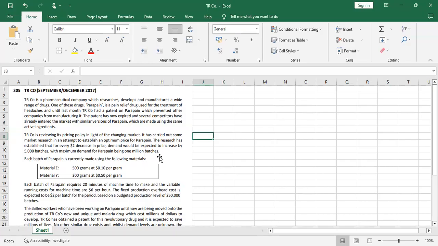with maximum demand for paraffin being 1 million batches. So he has provided you with the maximum demand, that maximum demand of the paraffin could be 1 million. Each batch of the paraffin is currently made using the following materials. Material is always what? It is always a variable cost. Material X 500 grams at $0.10 per gram. Material Y 300 grams at $0.50 per gram.